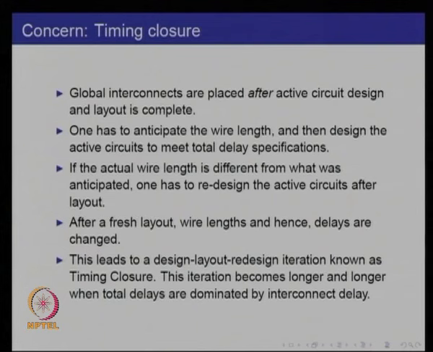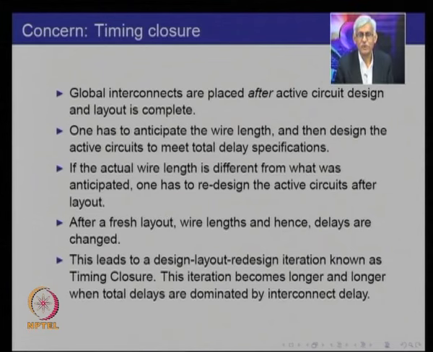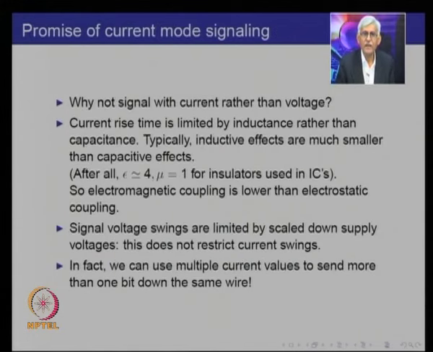Timing closure we have already discussed, that if global interconnects are placed after active circuit design, then we lead to a closure problem. That means you change the layout, that changes wire lengths, that changes delays, and then you must redesign the circuits and so on round and round till you meet your timing specification. To get around this problem, we come up with a new suggestion. We say, why signal zeros and ones by voltages? Why should we have that a low voltage is 0 and a high voltage is 1? Why can't we signal a 0 or 1 by the presence or absence of a current?